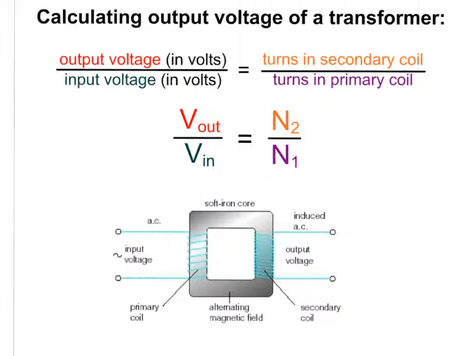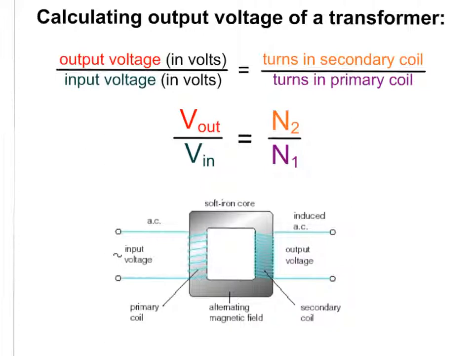We can calculate the output voltage of a transformer using this equation. Actually, this equation is a better one to use, but these words describe what this equation is all about. We have our output voltage, measured in volts, divided by our input voltage, measured in volts. That's equal to the number of turns in our secondary coil divided by the number of turns in the primary coil. Here's just another picture, a little schematic of a transformer.